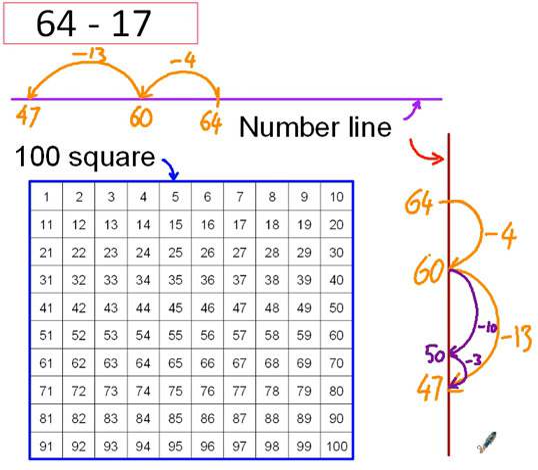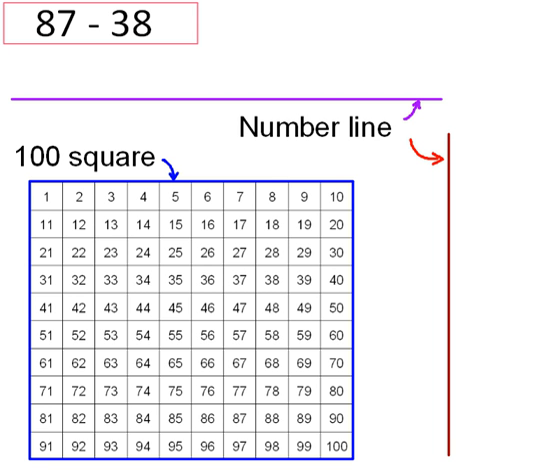Right, and over on the 100 grid, what does that look like? 64 is here, that's our starting number. Take away 4, so build a bridge to Friendtown. So take away 1, take away 2, take away 3, take away 4. We're on 60. Now I've got to take away 13. That's taking away 10, taking away 11, take away 12, take away 13. Like that. It's 47. So 47 is the final answer.